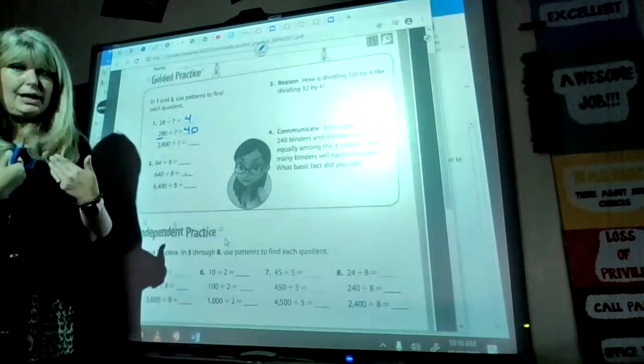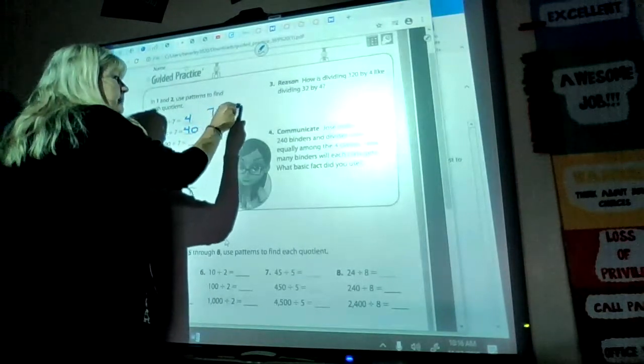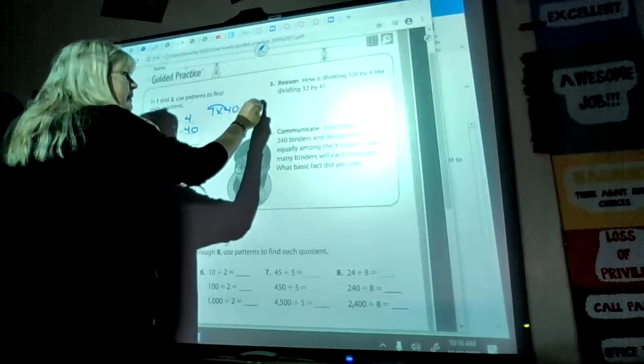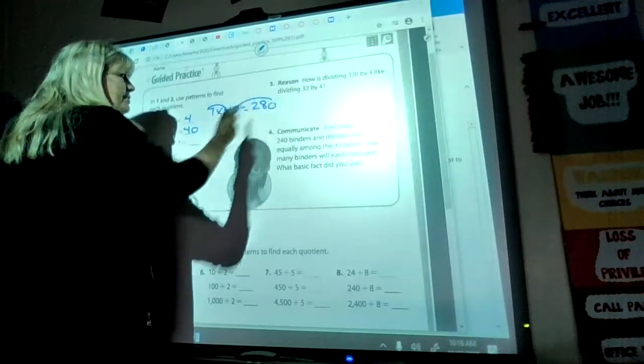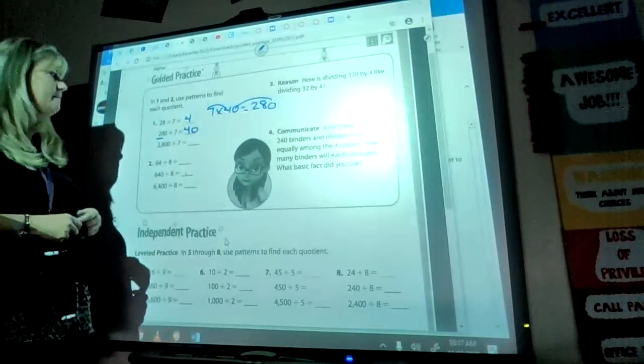If you wanted to check yourself, you could say, well, 7 times 40. 7 times 4 is 28. Remember, you bring the 28 over and you bring the extra 0 over. And that, of course, is going to give you the 280.